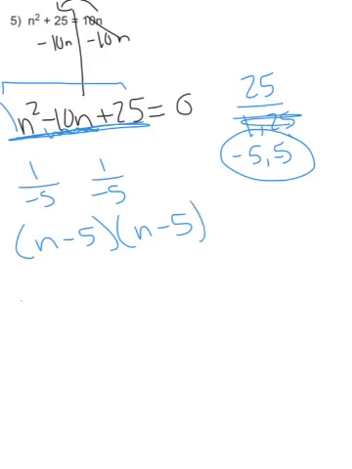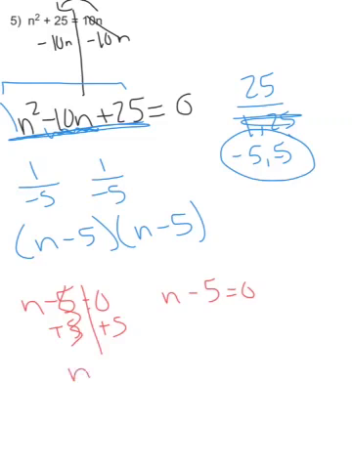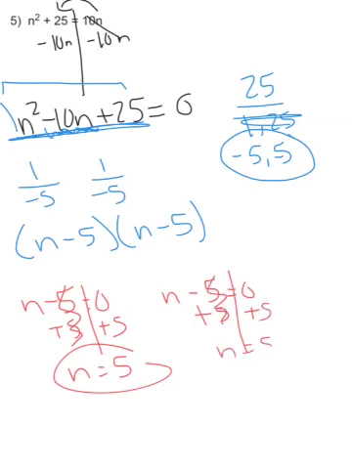So we'll set both of them equal to 0. But now notice we have the same thing here. So when we solve them, we'll add 5, and notice we get n equals positive 5. But we're also going to get the same thing on the other side. N equals positive 5 as well. When this happens, when you get the same answer for each of your solutions, this is called a double root.